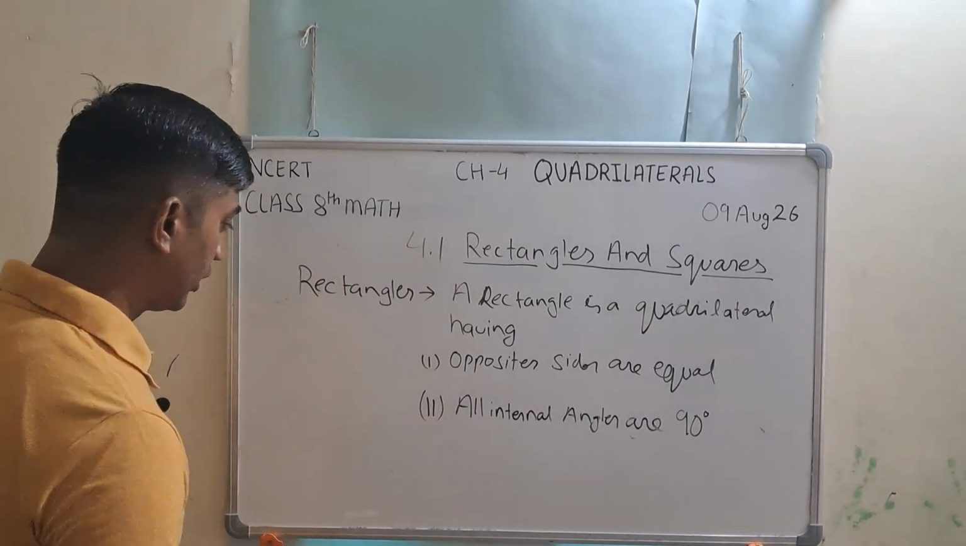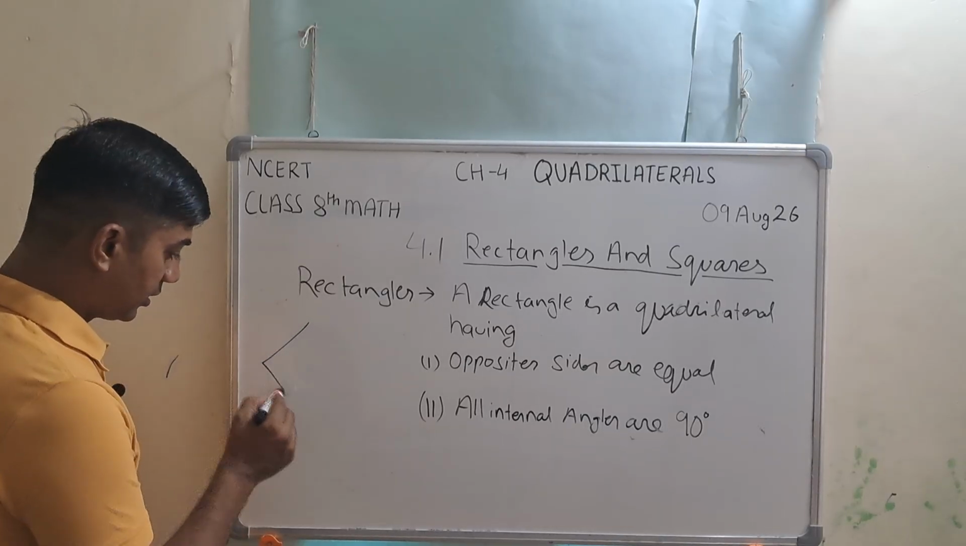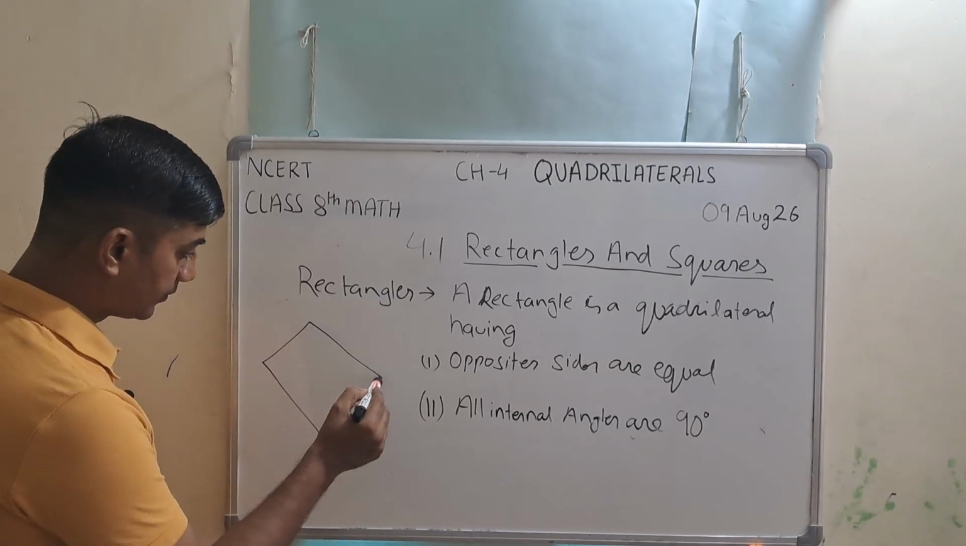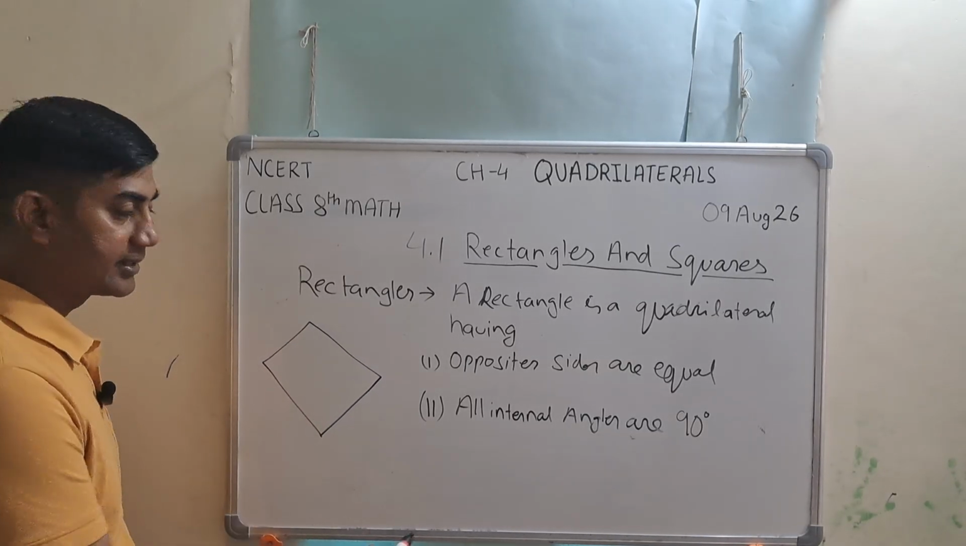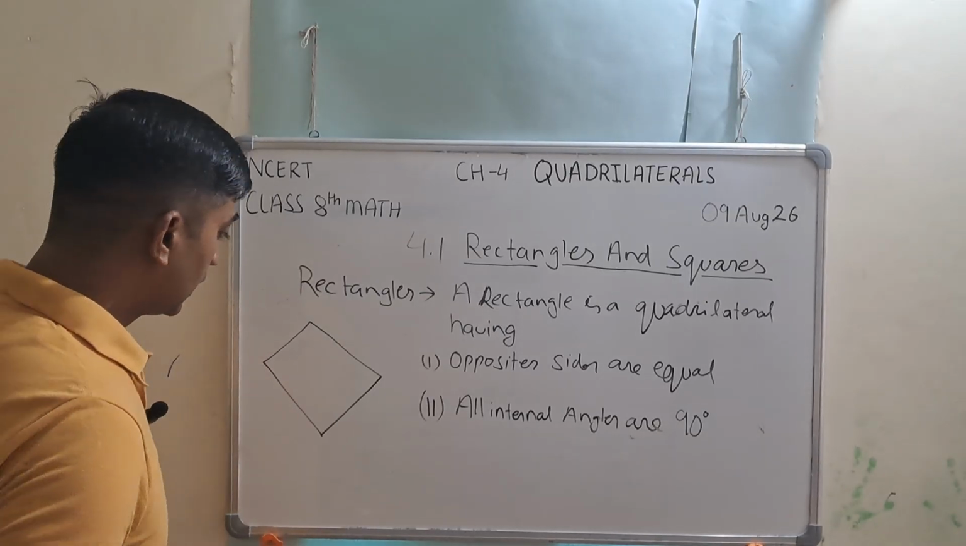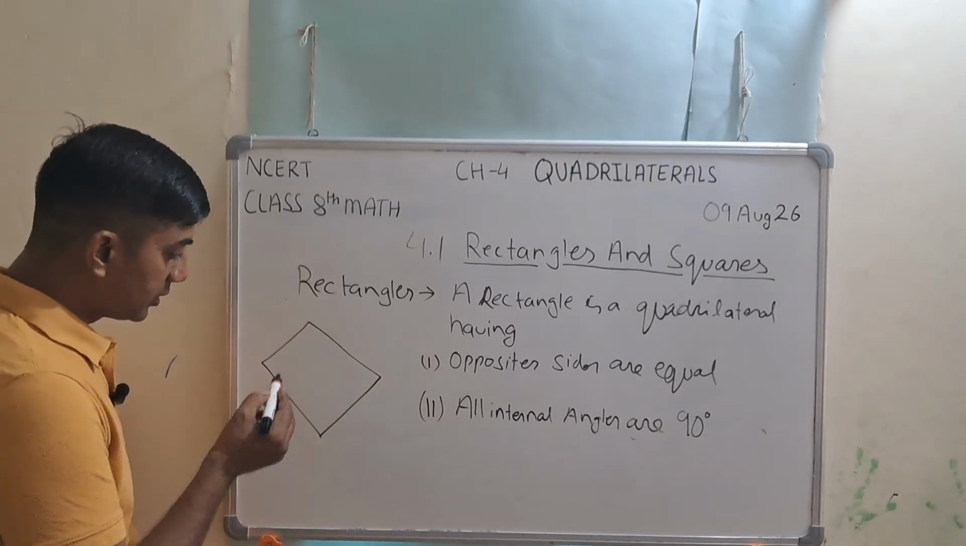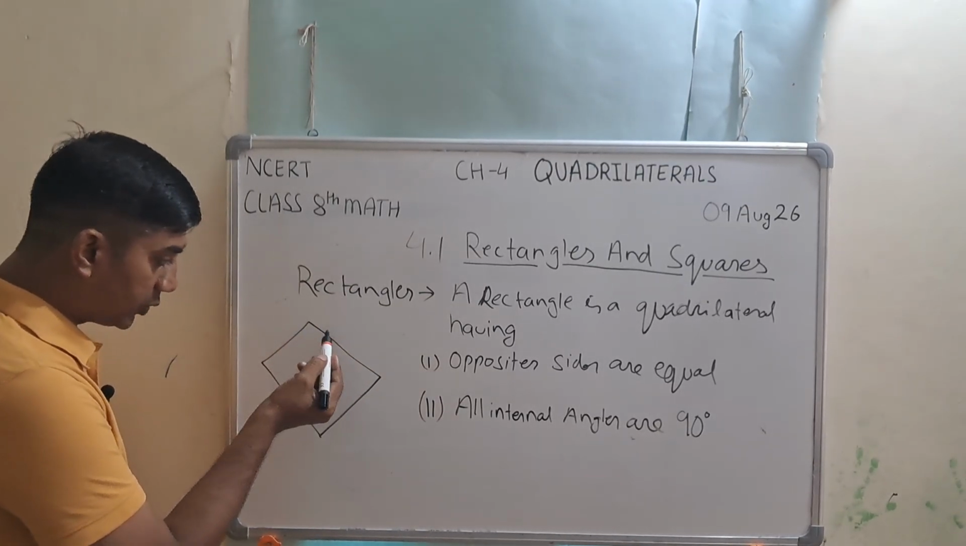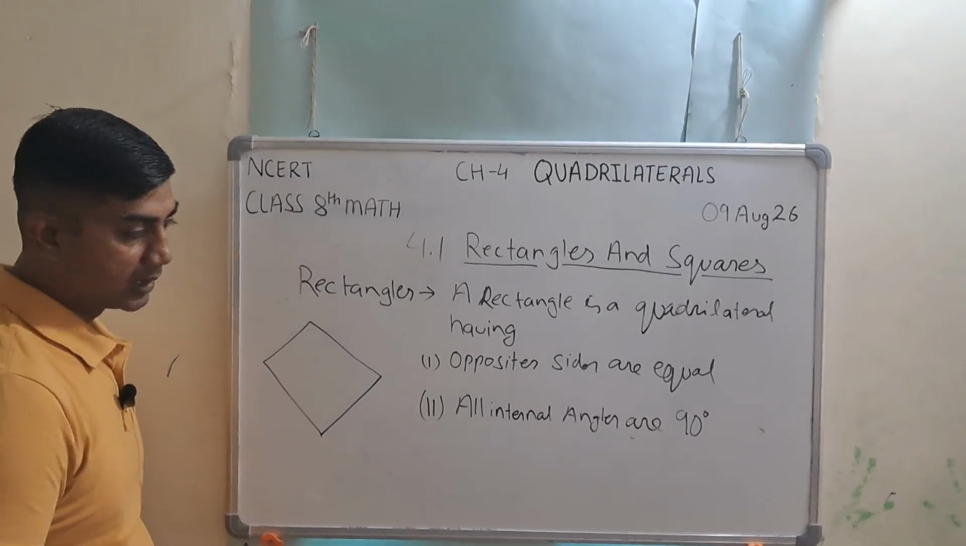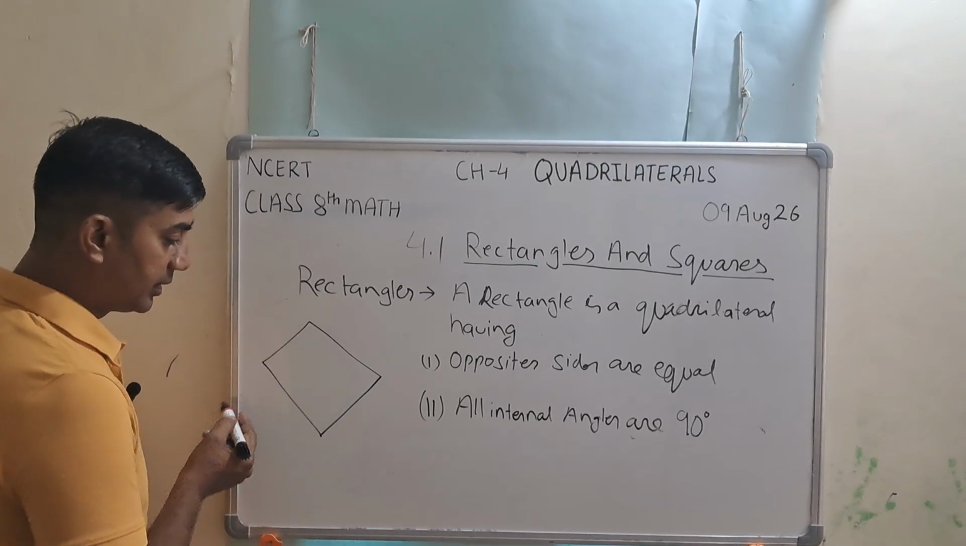Now let me explain to you what is an internal angle. Suppose this is a figure which is not exactly a quadrilateral, and what are the internal angles? The angle comprised of the two sides of the quadrilateral, that is the internal angle.